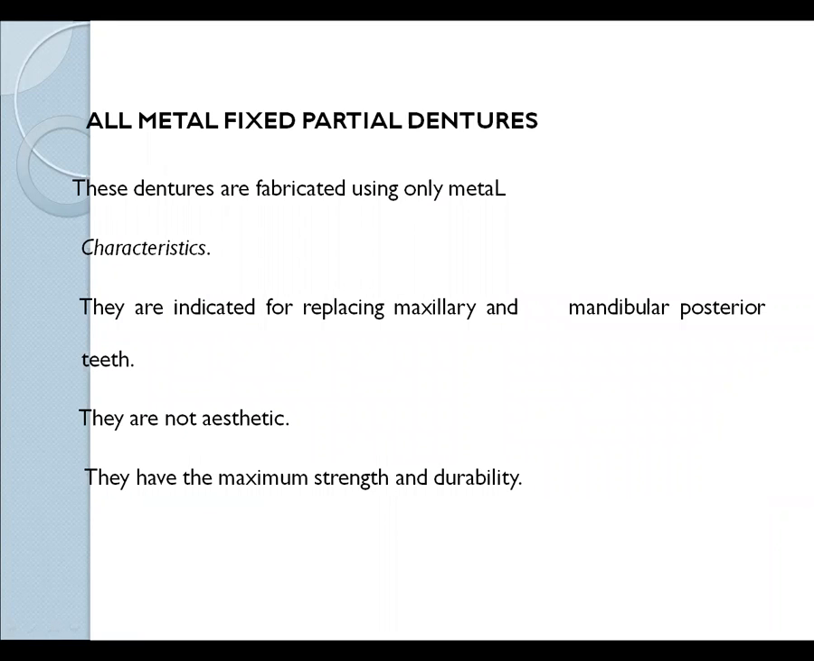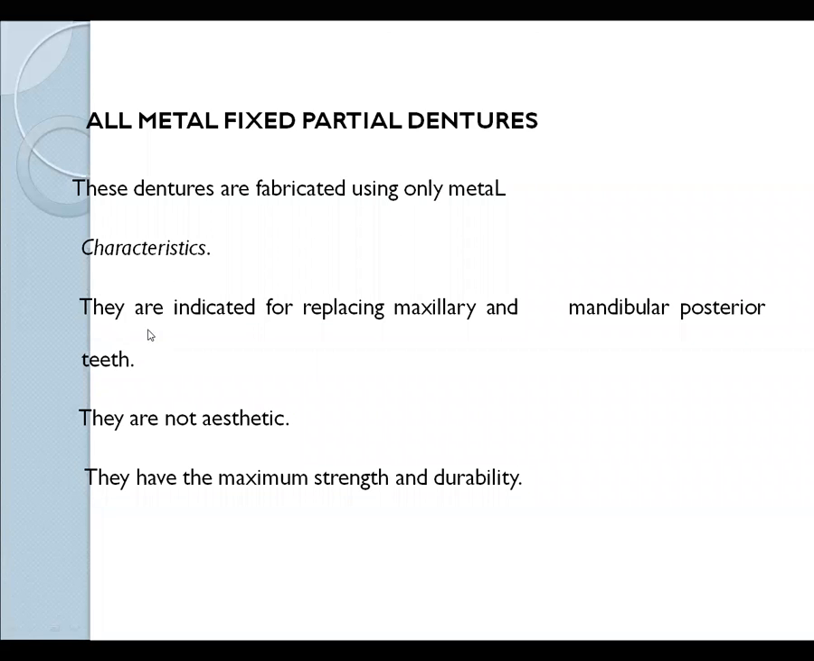Then the next type is the all metal fixed partial dentures. These dentures are fabricated using only metal. All metal fixed partial dentures means this type mainly depends on the material used, which material is going to be used in the fixed partial denture or bridge. So all metal fixed partial dentures consist of only metal.